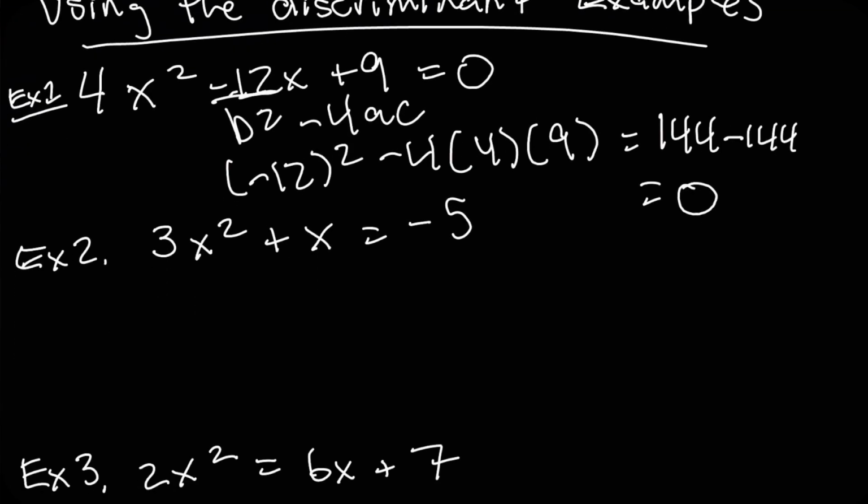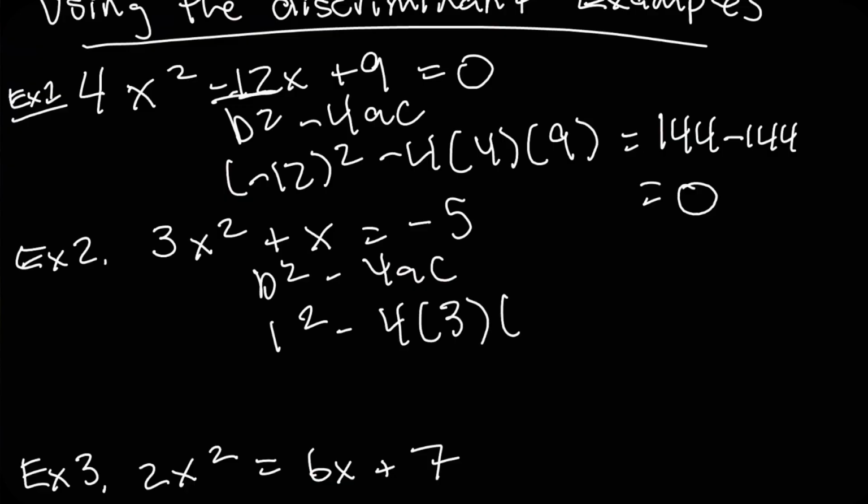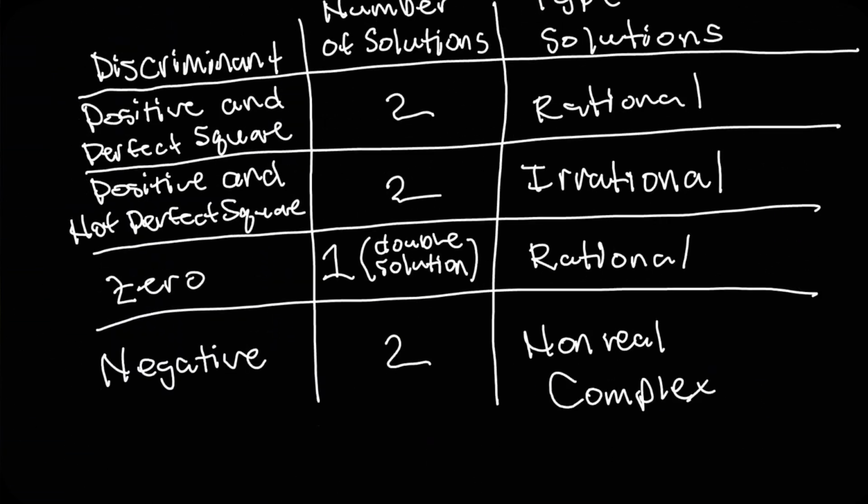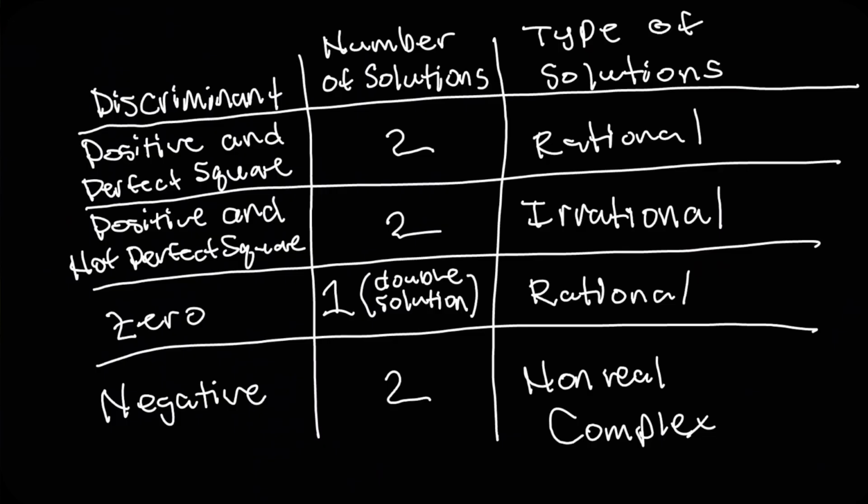Example 2, b squared minus 4ac. So our b squared is just going to be 1 squared, minus 4 times a, which is 3, and then finally times positive 5 here. If we added that over to the other side, this will give us 1 minus 60, or negative 59. And looking at negative 59, it's a negative number, so we're going to have two solutions, but they're going to be non-real complex.